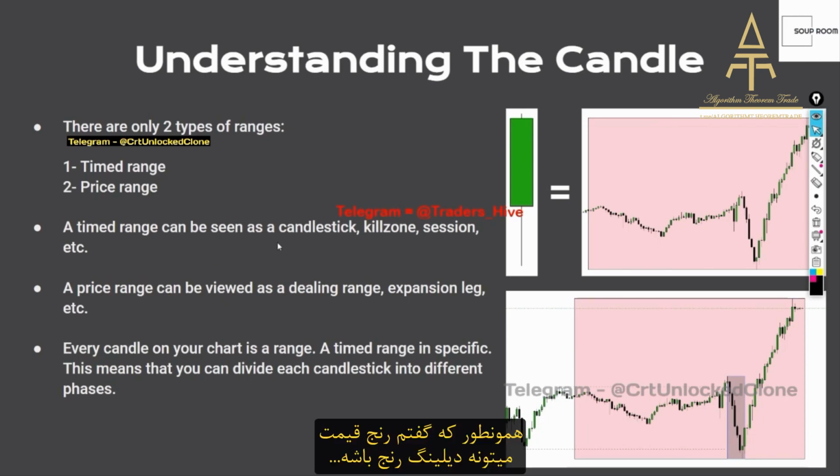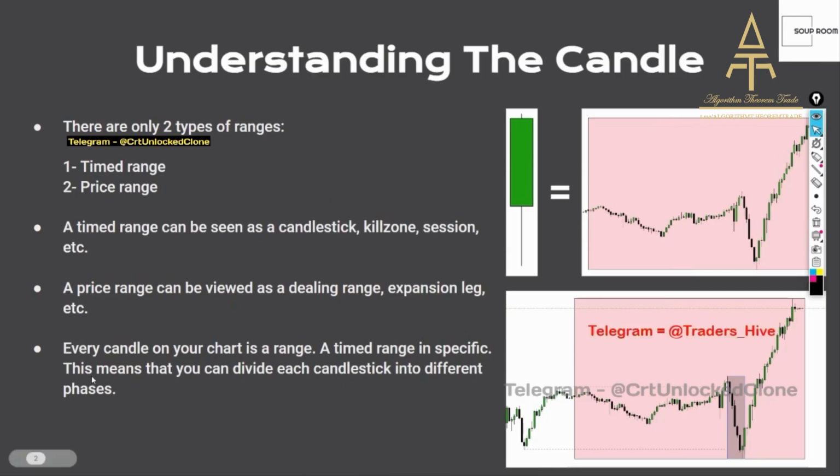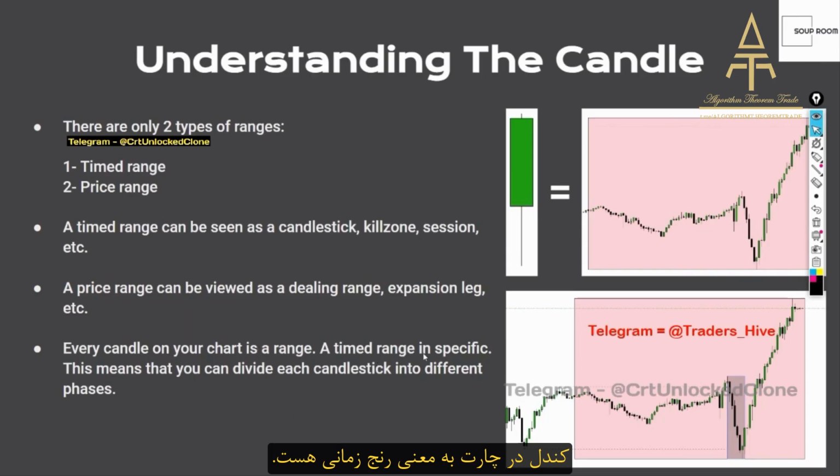A price range can be viewed as a dealing range, like I just explained. Also an expansion leg. So instead of price taking out buy side and sell side liquidity, we only take out one liquidity and we expand up as we start retracing downwards. That leg up is called an expansion leg, etc. Right? Every candle on your chart is a range, a timed range in specific.